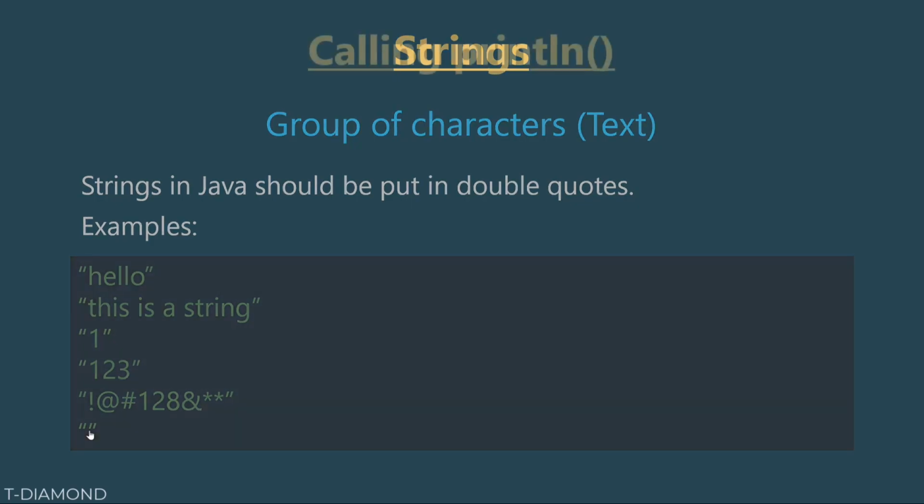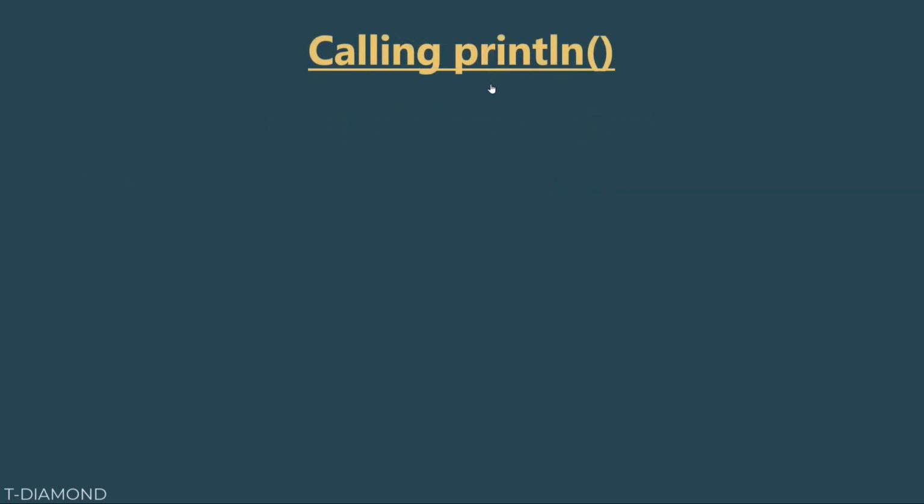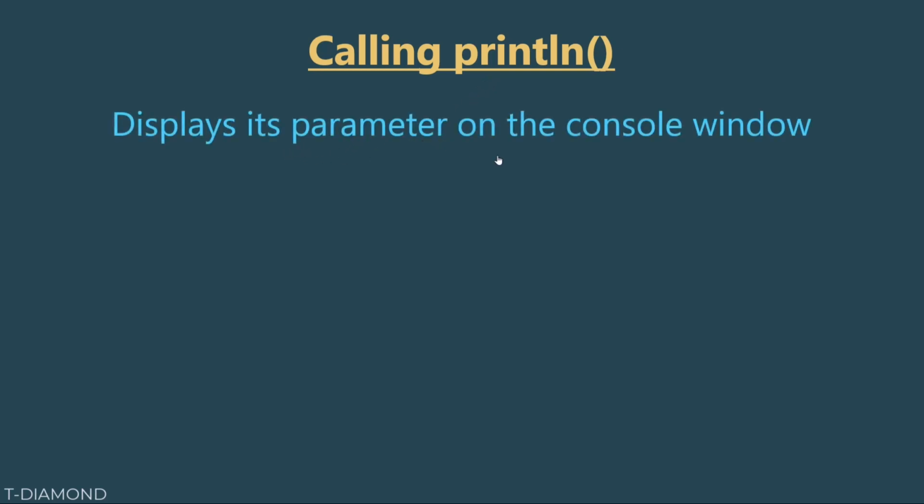Now let's talk about the println method. We will see how we can call the println method or how we can use it. So first of all, what does this method do? This method displays its parameters on the console. So whatever you put between parentheses will be printed on the console window. What is the console window? As you will see later on, it is a small window where we can see the output of our program.